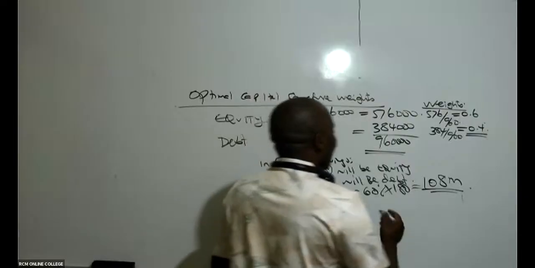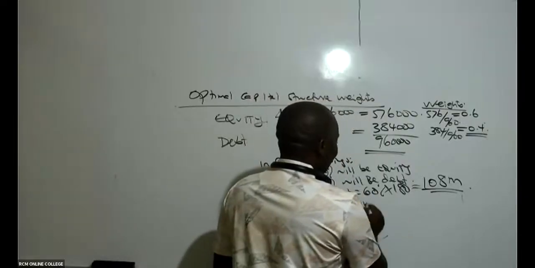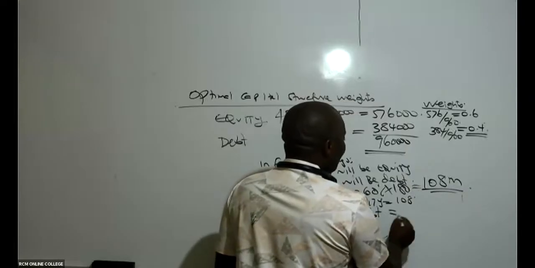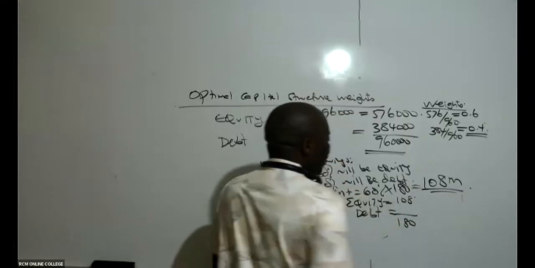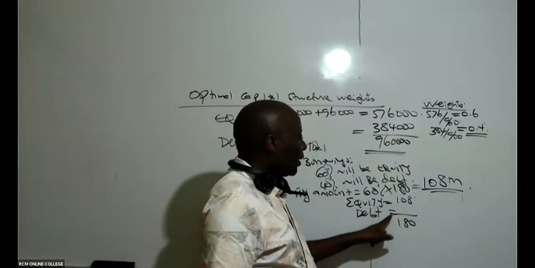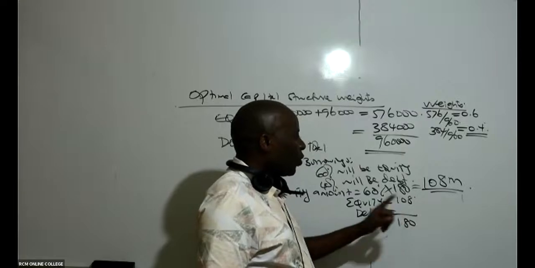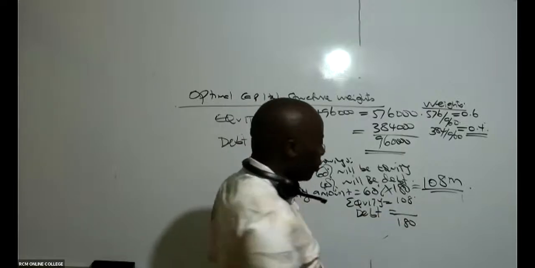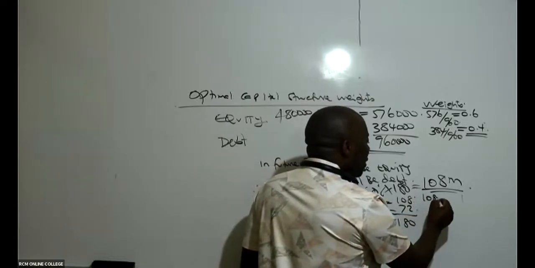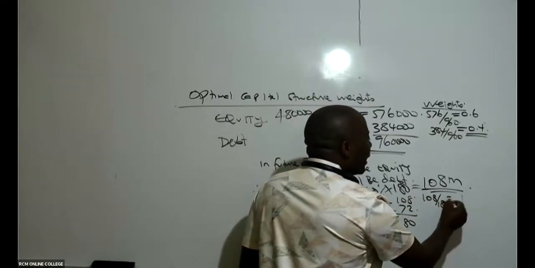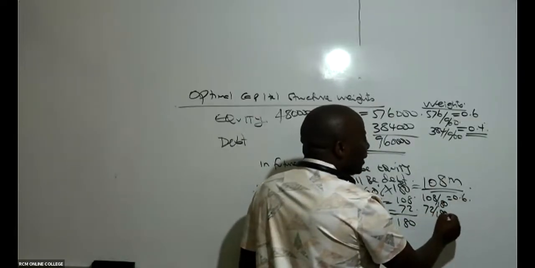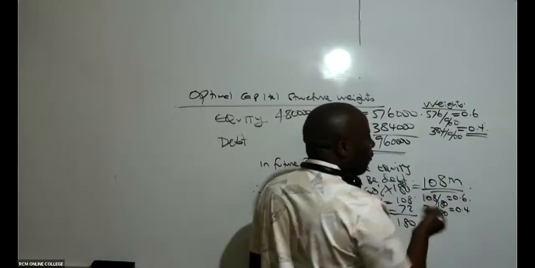Just for understanding, so you've told me equity is 108. So then debt will be, because in total we want to get 180, can you kindly take 180 minus 108? Debt will be how much here? 72. So you see now, even in our future borrowings, if you take 108 divided by 180, this will be 60%. If you take 72 divided by 180, this will be 0.4 or 40%.